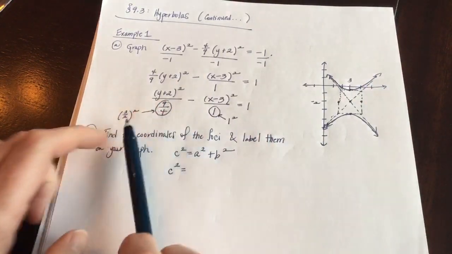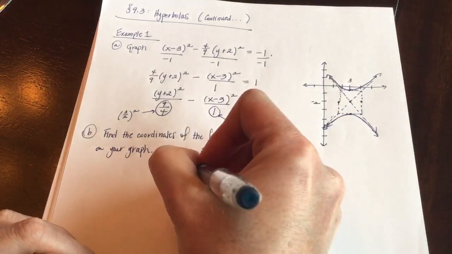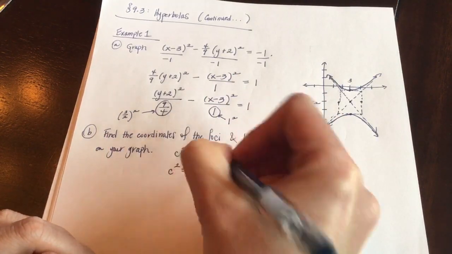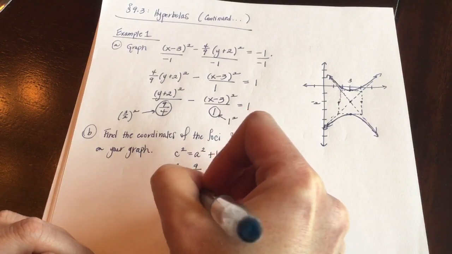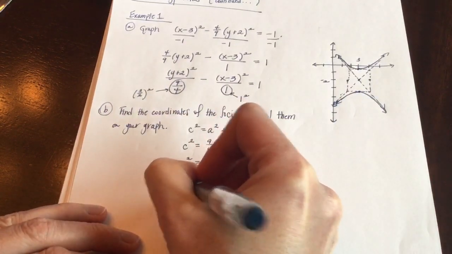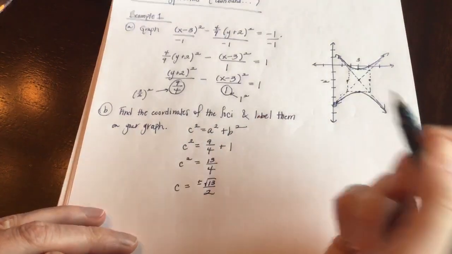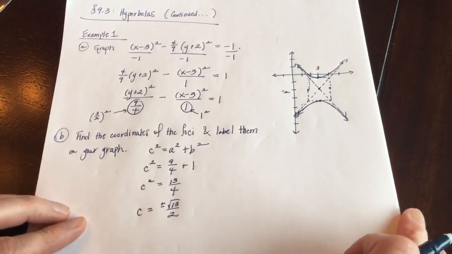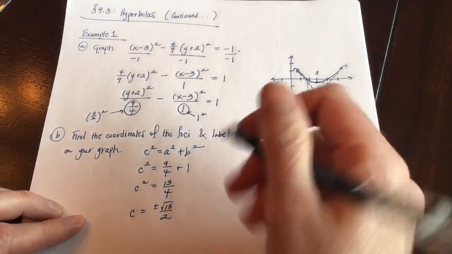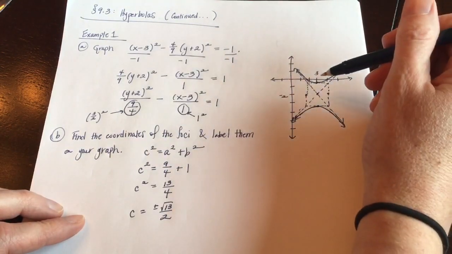A and b, so a would be 3/2 and b would be 1. So a squared would be, say, 9/4 and b would be 1. Square root both sides, don't forget plus or minus. There we go. Okay. Keep in mind what C is. This is a common place where people forget that simple little concept. C is always the distance from your center to your foci.